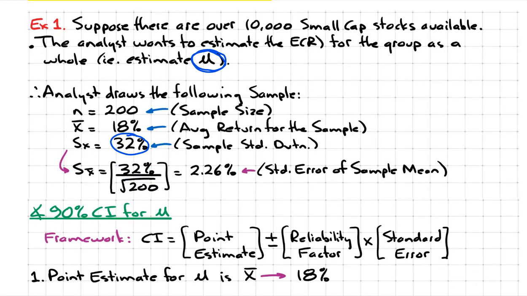And then we get 2.26. So while individual observations dispersion is equal to 32%, the dispersion of our estimate for mean is only 2.26%. Why is it less here? Well, you can see as the sample size gets bigger, our sample mean becomes more accurate, and as a result, our standard error drops or becomes less.